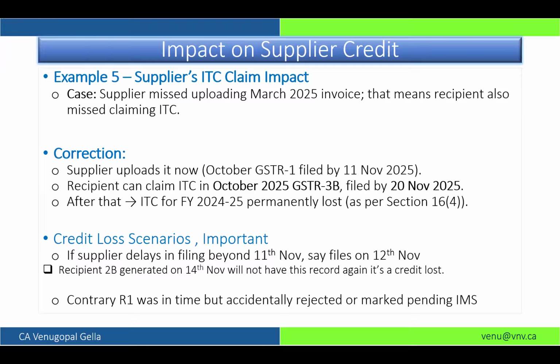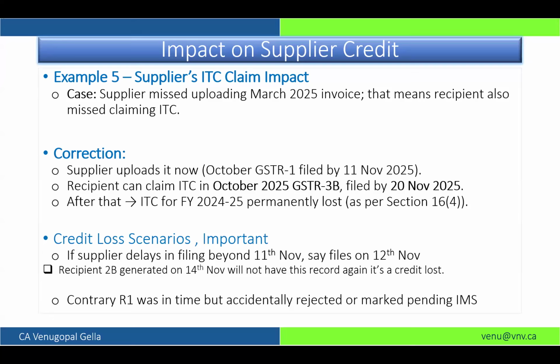You also need to ensure that for any 24-25 financial year invoices that you have to account for, you tell the supplier to please upload them in the October return. Not just that, you need to ensure that they file the October return by 11th November. Even if they delay it by a month, it is as good as losing all those credits. Getting those records filed on time is more important.